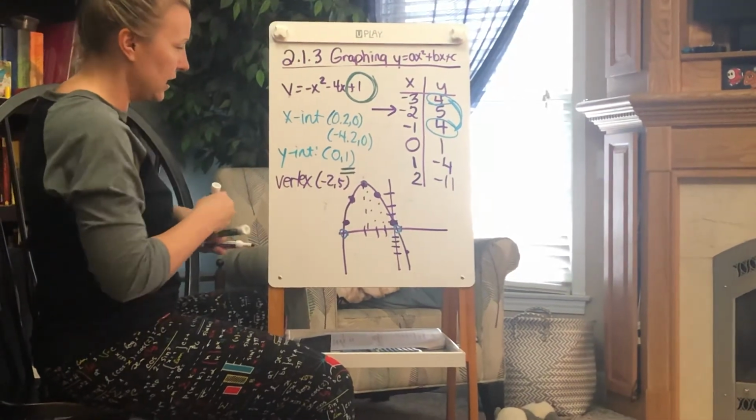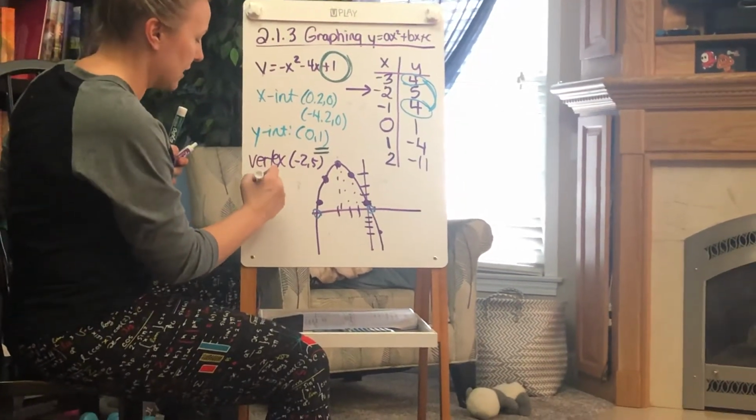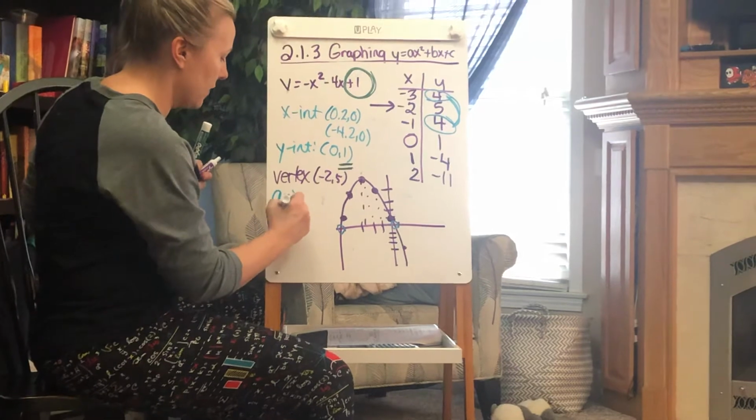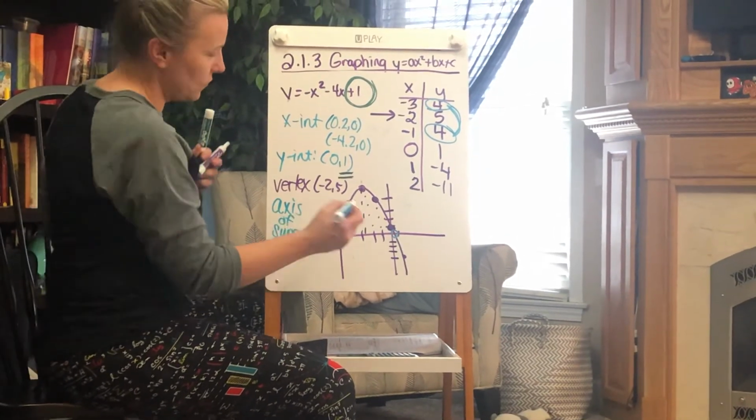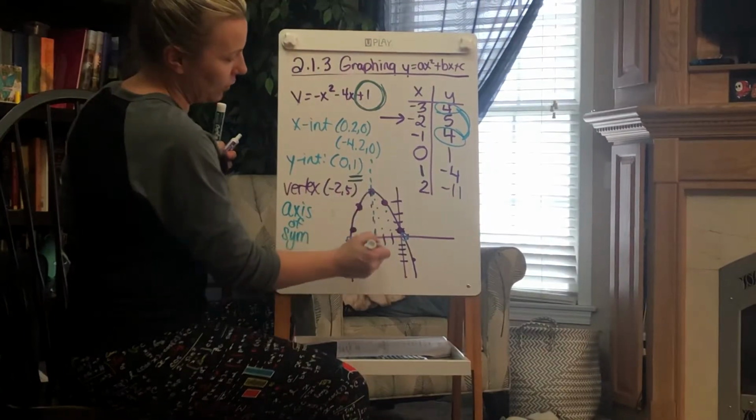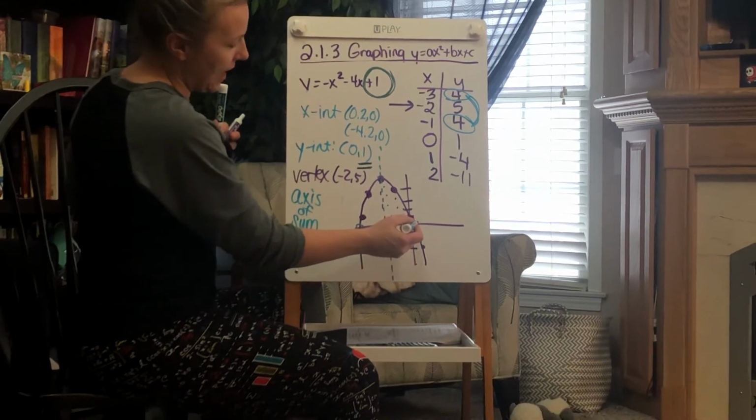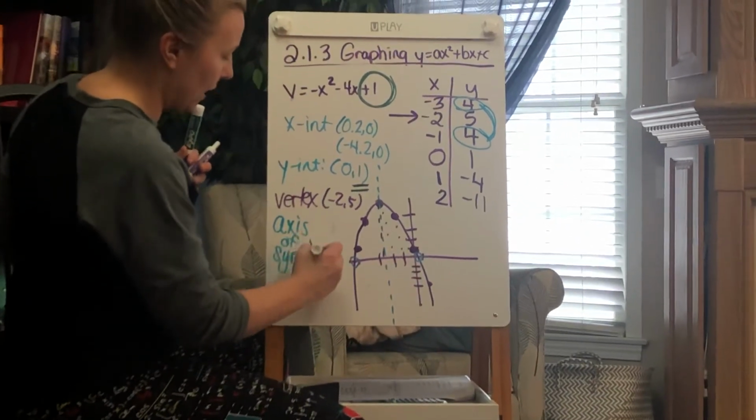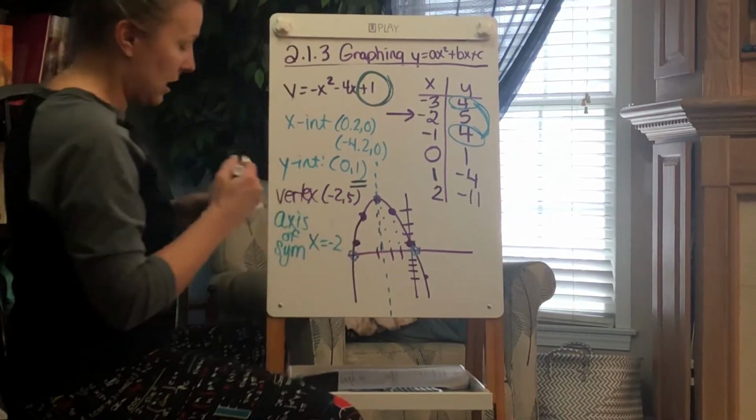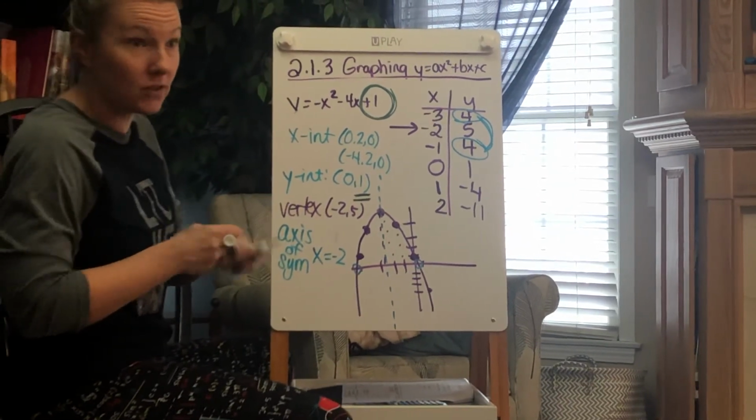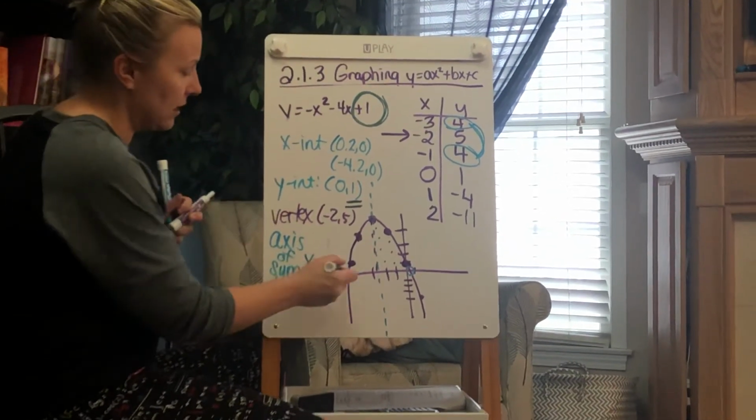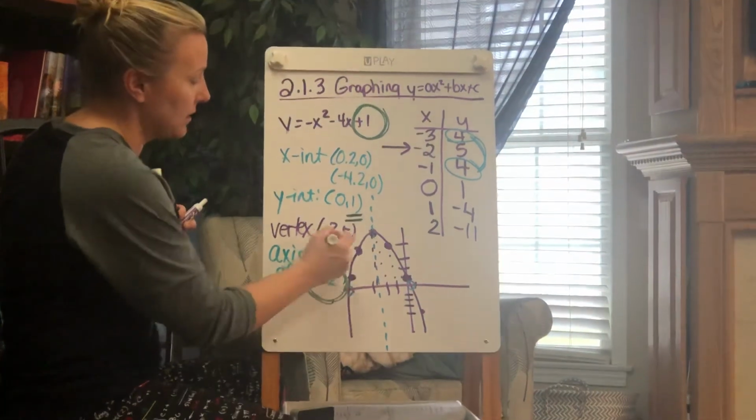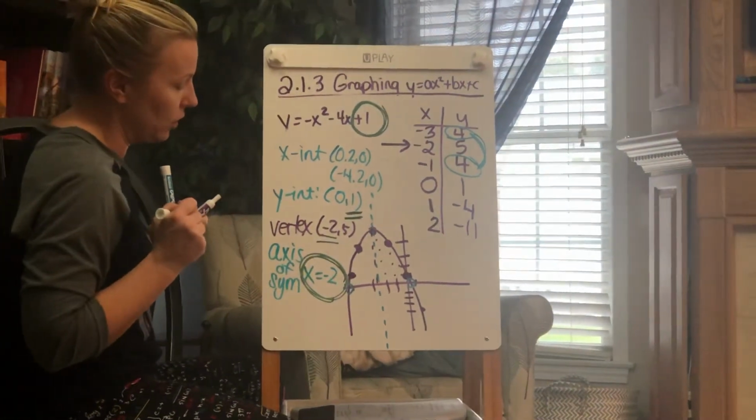And then the last thing she asks for is the axis of symmetry. The axis of symmetry is the line that goes through the middle of your parabola. And this is at 1, 2. So you should write x equals negative 2. And here's a fun fact about axis of symmetry. Axis of symmetry, this number is always the same as the first number in your vertex.